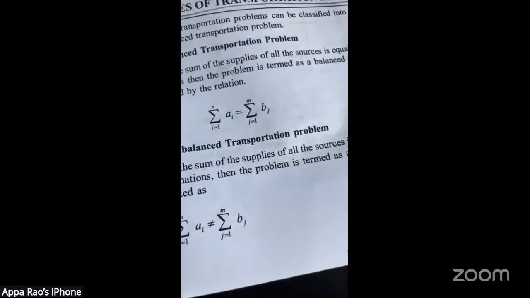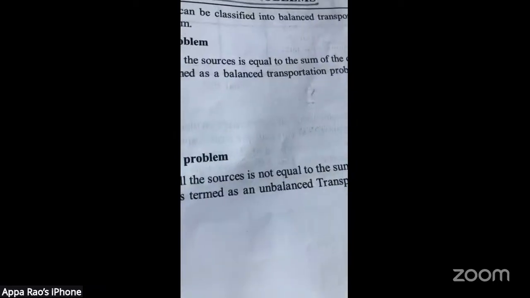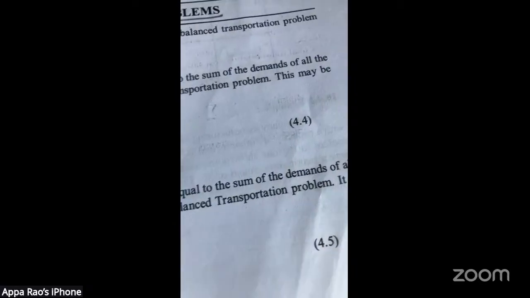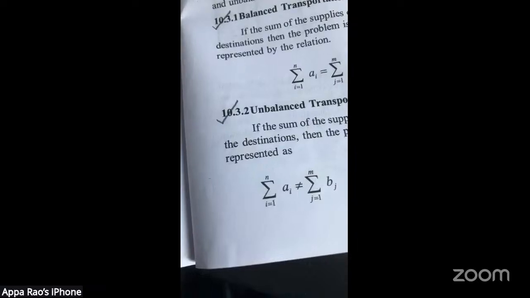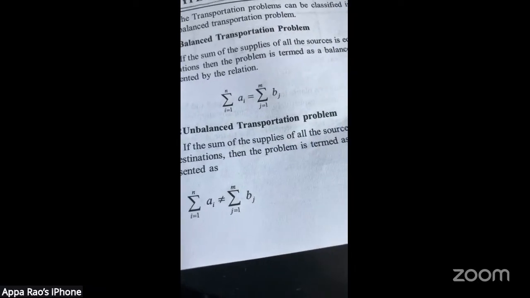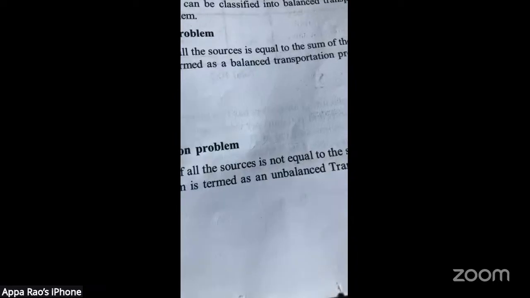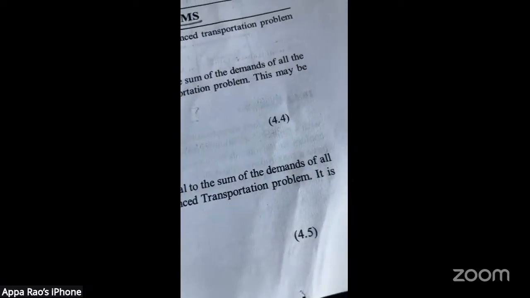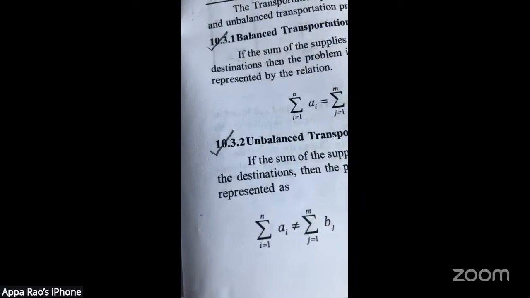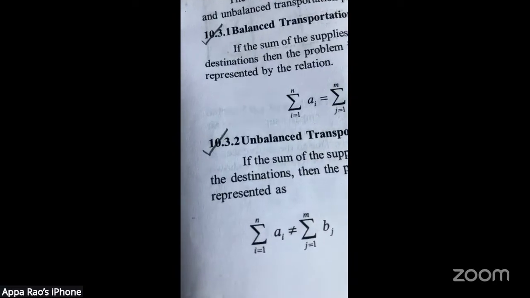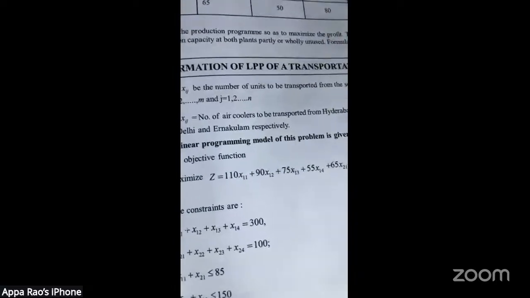Next, what is an unbalanced transportation problem? If the sum of the supplies of all the sources is not equal to the sum of the demands of all the destinations, then the problem is termed an unbalanced transportation problem. It is represented as the sum over i equal to 1 to n of ai not equal to the sum over j equal to 1 to m of bj. Next, formulation of the LPP, meaning linear programming problem, for a transportation problem.